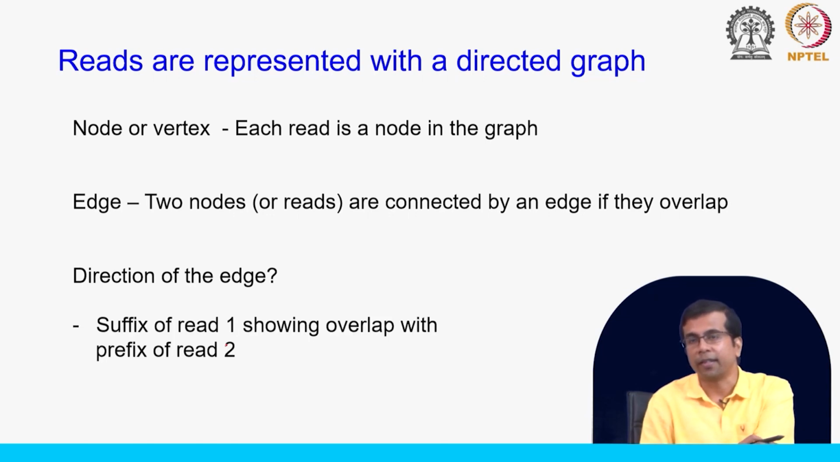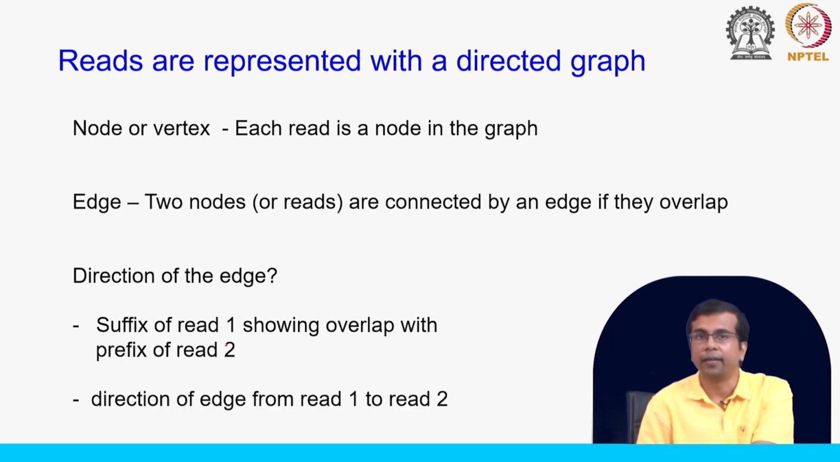So, this is decided by the following. If you are seeing overlap between read 1 and read 2, and the suffix of read 1 is showing overlap with the prefix of read 2, then we will add the direction of the edge from read 1 to read 2. So, read 1 would be the starting node and read 2 would be the end node, for the arrow. So, the direction would be from 1 to 2.